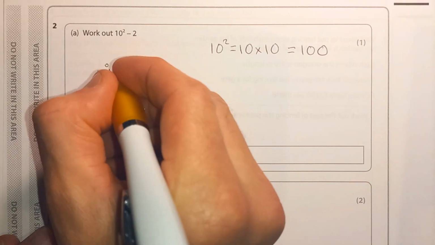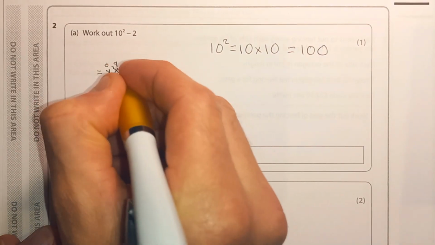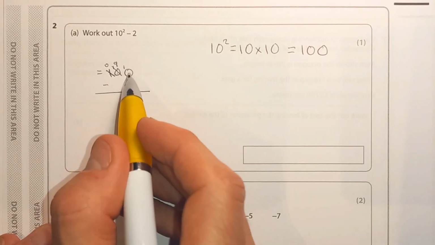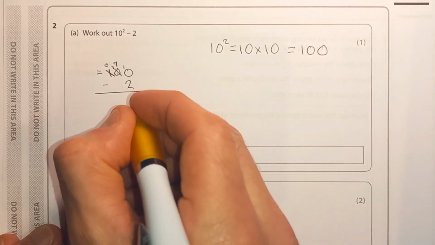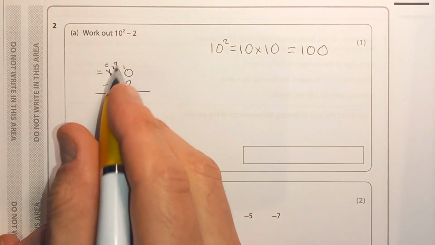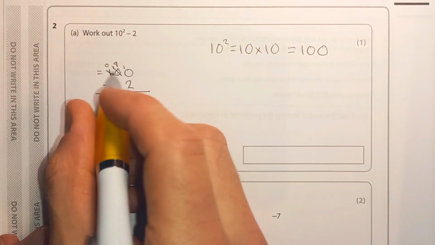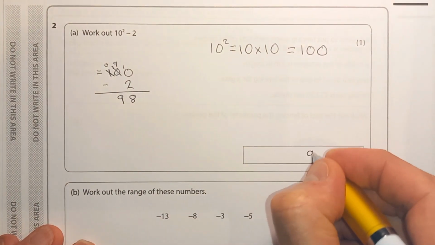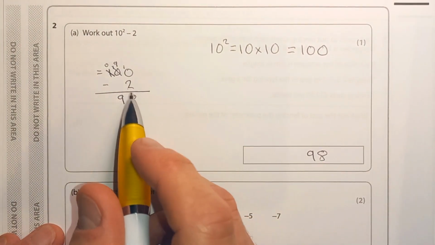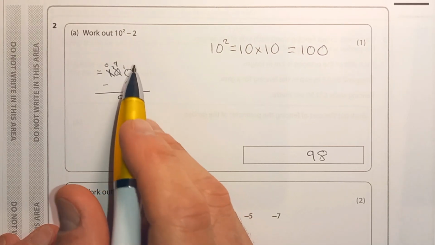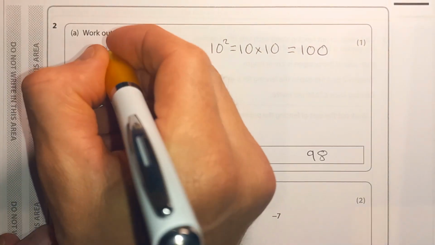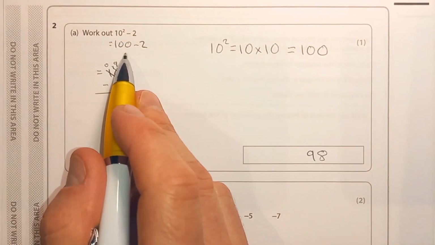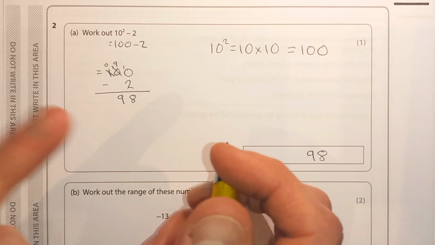Now we can do the same again. So we reduce this 10 down to 9 and pass 1 across. So now we're actually saying 10 take away 2, which is 8. 9 take away nothing is 9. And nothing take away nothing, it's just nothing. So we've got 98. Or we could have just said, well, we've got 100 minus 2. We could just count back from 100. So 99, 98.